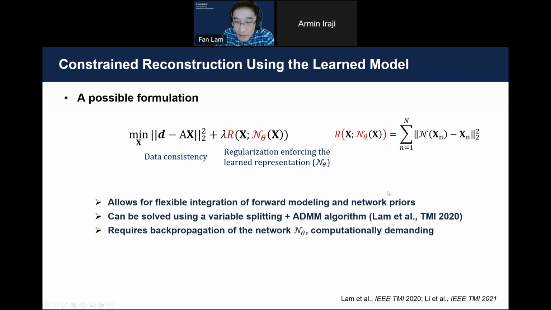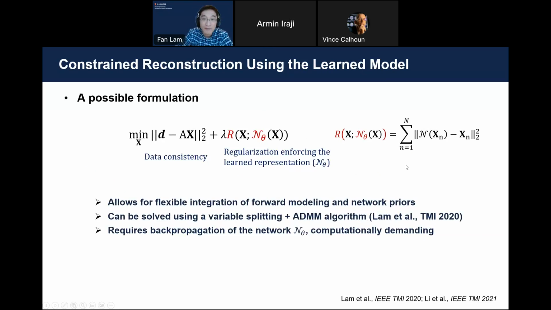Okay, so now that you have this model, you can rethink how you will formulate the image reconstruction problem. One possible formulation is that you have this physics-driven data consistency term, where A basically captures all the spatial spectral encoding prior, and you can add a spatial regularization term that enforces the high dimensional data to actually reside in the low dimensional manifold that you learned, right?